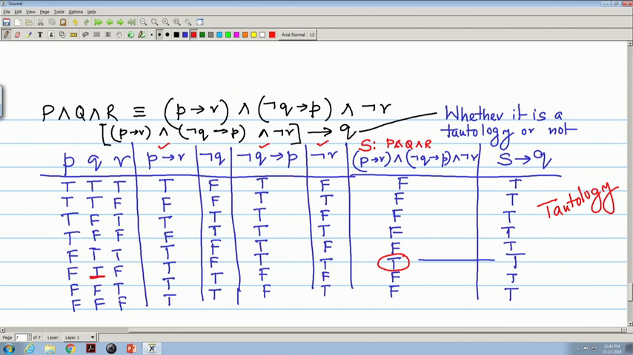So, earlier with the same example, using the laws of logic, we validated the compound proposition, and now with this truth table method, we have seen that S implies Q is a tautology. So, the argument is valid. This is a valid argument.